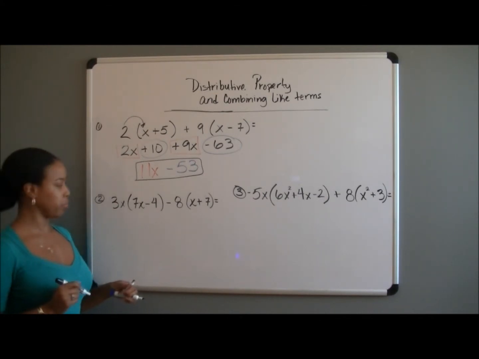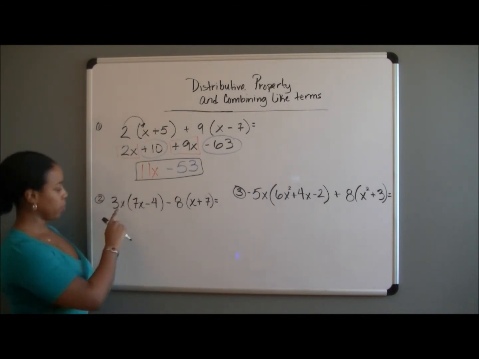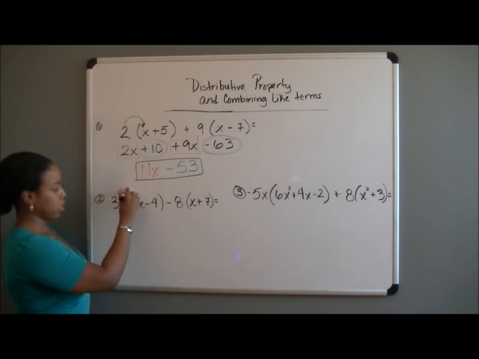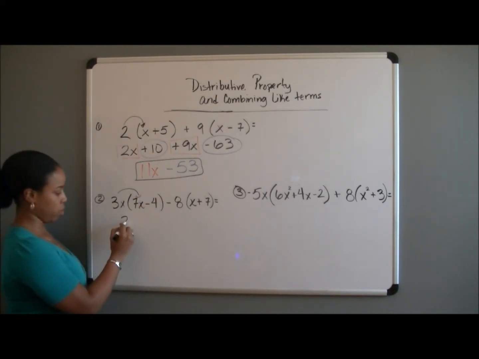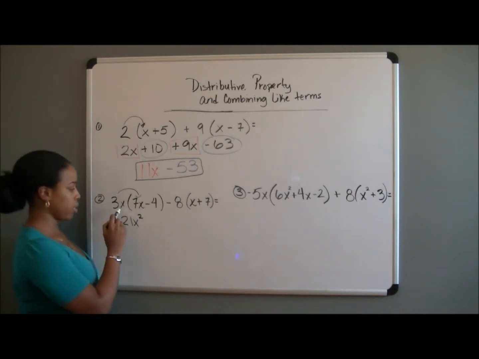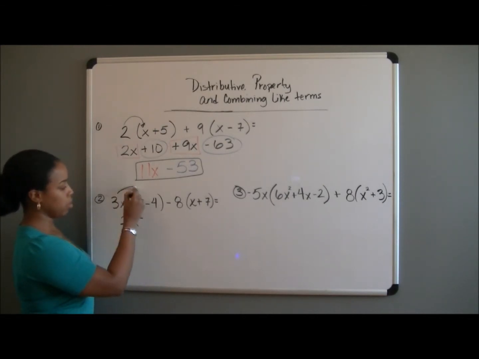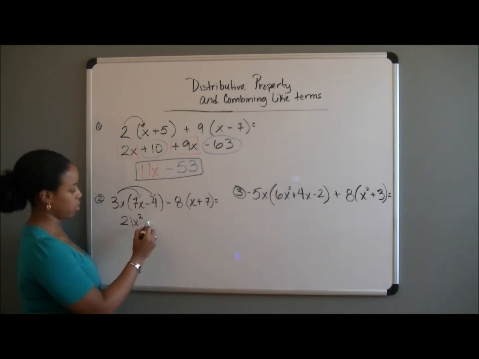Let's move on to number 2. Let's start again with the distributive property. 3x times 7x is 21x squared. And then 3x times negative 4 is negative 12x.